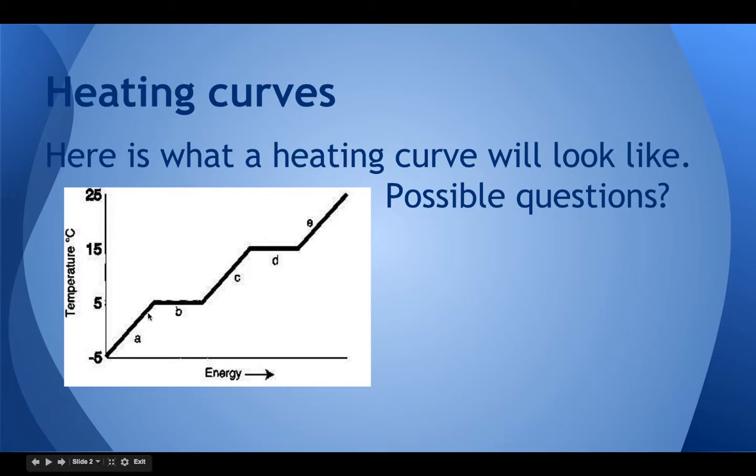The things to notice: these flat lines, those are the points. Melting point, freezing point, condensation. A, C, E, that's the heating. Heating of the solid, heating of the liquid, and heating of the vapor.